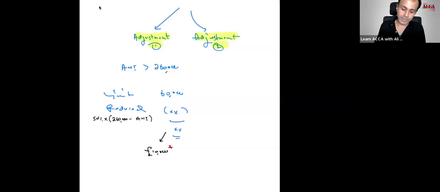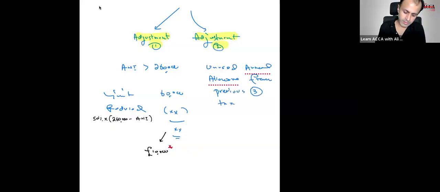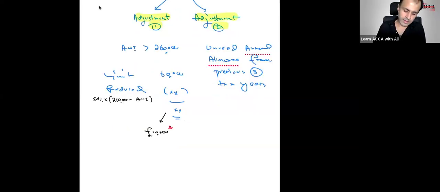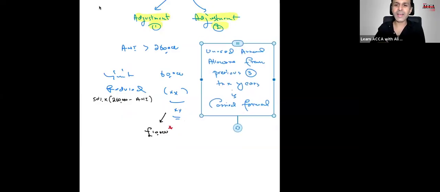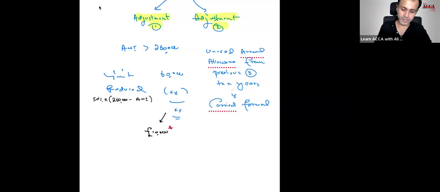Then, unused annual allowance from the previous 3 tax years is carried forward. Any allowance which in the previous tax years have not been used, you will accumulate it and bring it into this tax year on a first in first out basis. So this is going to be another talk in this question we will have to apply.